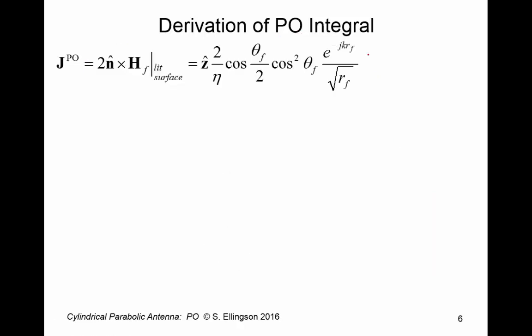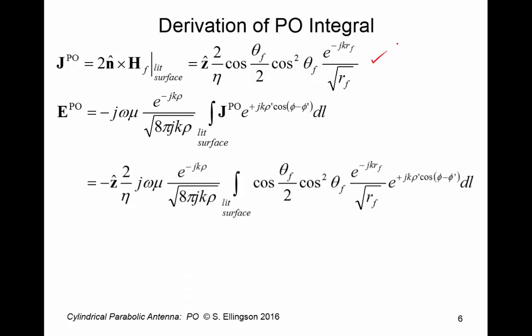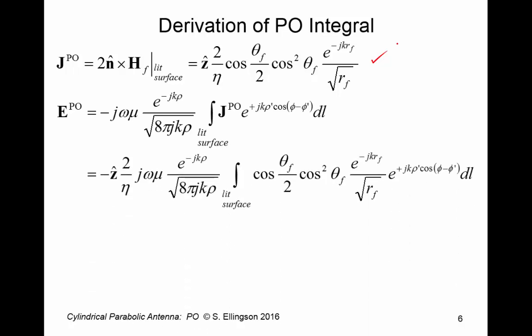Here are the physical optics surface currents. Taking that cross product between the surface normal and the magnetic field gives us this. So here's the radiation integral. Here is the physical optics currents substituted into the radiation integral. I'm pulling out everything that doesn't depend on the variable of integration. Inside, everything depends on l, on the distance along the lit surface. So I've left all those expressions in there. We see that rho prime is r sub f in the geometry of the current problem. And dl is r sub f d theta f.